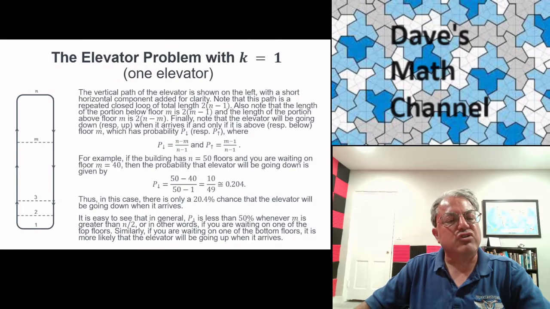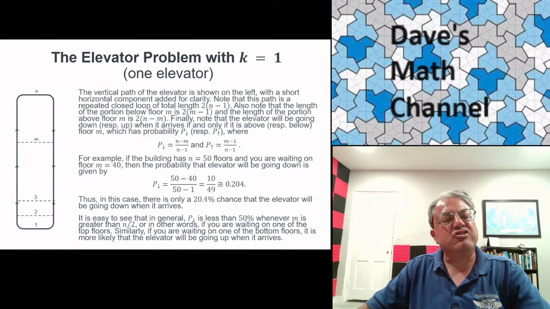And you can do a very similar analysis for the elevators going up if you want to go up instead of down. There are 2 ways you can get that. Either you do the other analysis for the case in which the elevator's below you, or you can simply note that these probabilities have to add up to 1 because the elevator is either going to be going up or down.